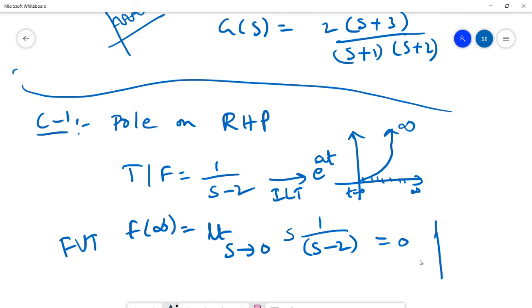Final value zero means what kind of response should we get? We should get something like this. It should reach zero. But what we actually got practically for e to the power of at is an infinite value. So the final value theorem is not applicable if the pole is on the right hand plane. Right? So we'll take another case now.